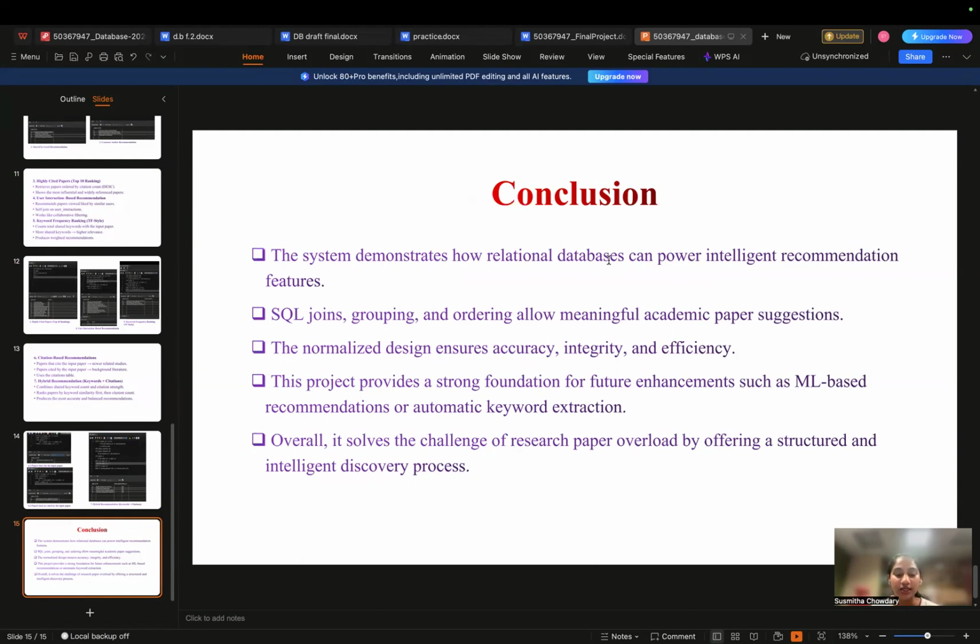In the future, this project can be expanded using machine learning, full text research, integration with digital libraries, and more advanced analytics.